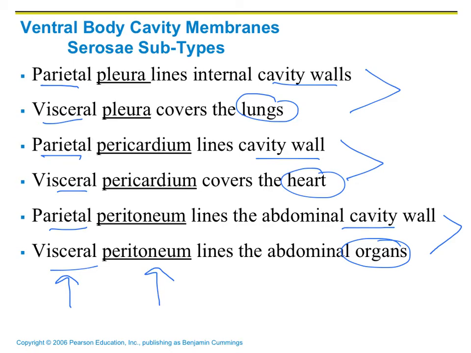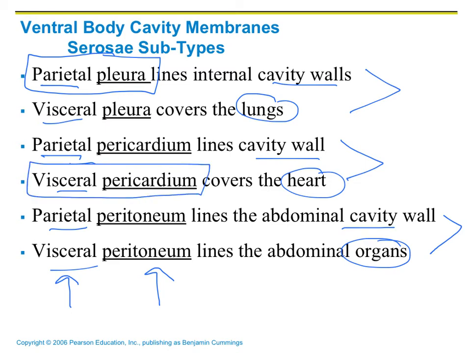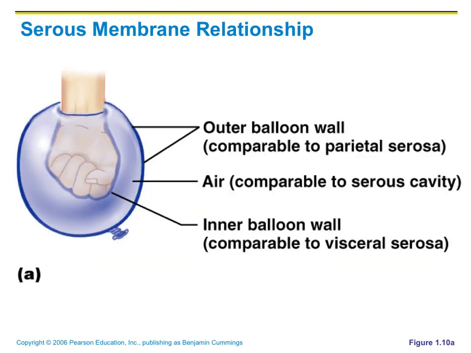For example, the specific serosa that's lining the cavity where the lung is found would be parietal pleura. Another example, the serosa that's literally covering the heart would be the visceral pericardium. This, again, is supposed to help you see the difference between these two membranes.